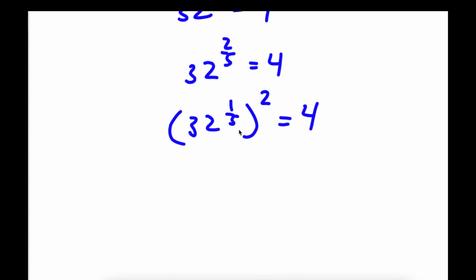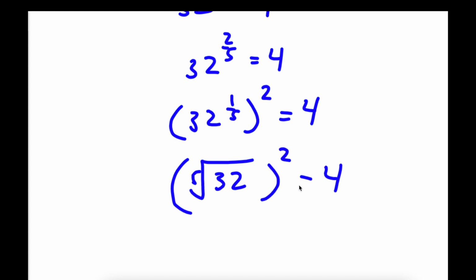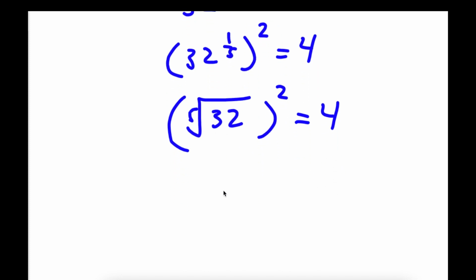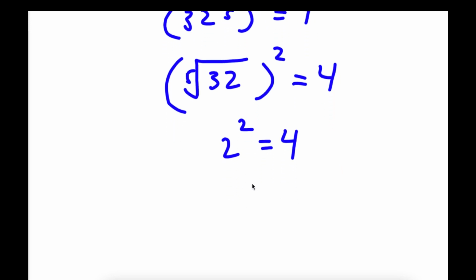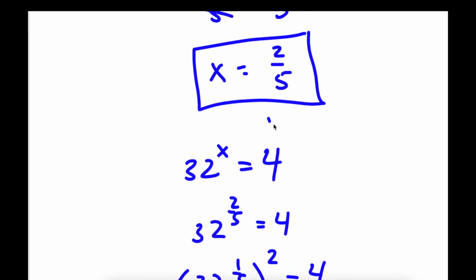Now 32 to the power of 1 over 5, this is the same thing as the fifth root of 32, squared. And the fifth root of 32 is simply 2. So I have 2 squared. 2 squared is equal to 4. So I have 4 is equal to 4. Because this is true, we know our solution is true.